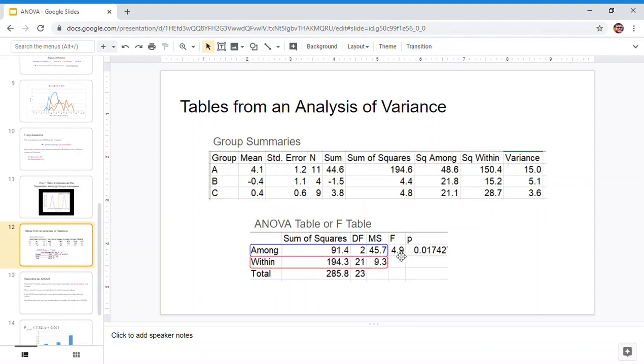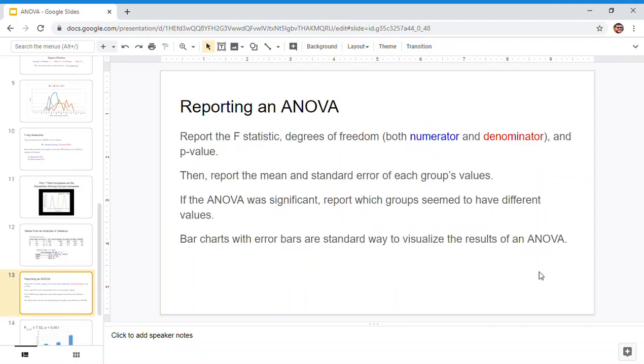And this F statistic is this 45.7 divided by this 9.3. And the p-value here is the probability of observing an F statistic of 4.9 when you're drawing at random from an F distribution with 2 numerator and 21 denominator degrees of freedom. So we'd only expect to see an F statistic that large about 17 times out of 1,000. So this is a significant p-value. So we would say that the large 12 is in fact bigger than the other two.